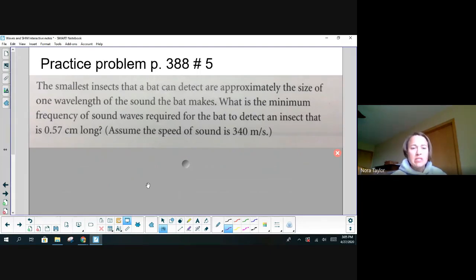So what is the minimum frequency of sound bats are required to detect an insect that is 0.57 centimeters long? It also says assume the speed of sound is about 340 meters per second, which it is at about room temperature. So about 20 to 30 degrees Celsius, or about 60 to 70 degrees Fahrenheit. Okay, so what I'd like you to do is to pause the video, identify the things that you know, identify the things that you want to find, and then try to calculate that. All right, so pause.